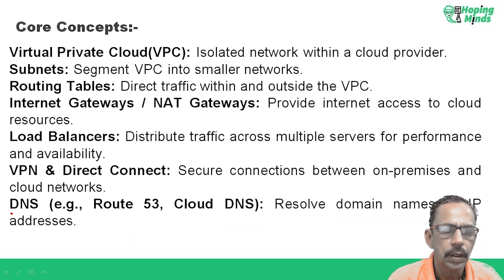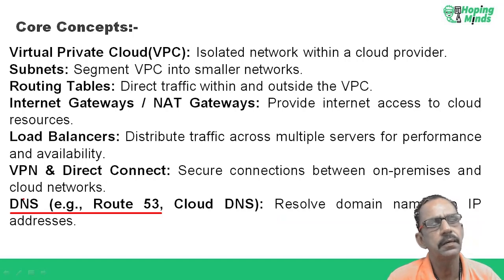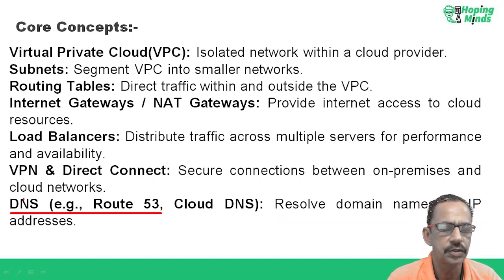Then DNS. Route 53 is the service known by the AWS provider. AWS's Route 53 is basically a DNS, domain name system, to resolve name to IP address. I think you all are familiar with this term. If you're thinking about cloud computing, these are the very short terms. DNS is the first thing that every IT person should know.